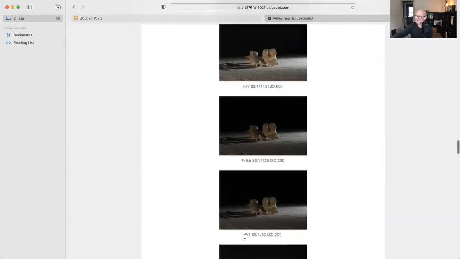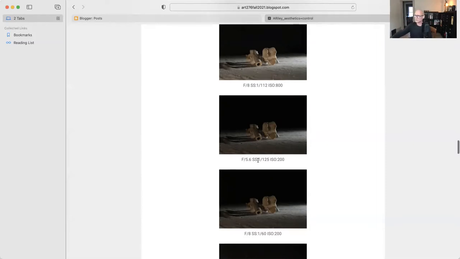Here we have f8, a 60th of a second at 200. Then we went to a 5/6 at 1/25th at 200, and that is correct. Okay, you only went one step though, right? You went 5/6, which is more open, and then we did 1/25th, which is a shorter amount of time by one step, right? The mistake you made there isn't that you didn't correct it properly. You did correct it properly by doing the one step.